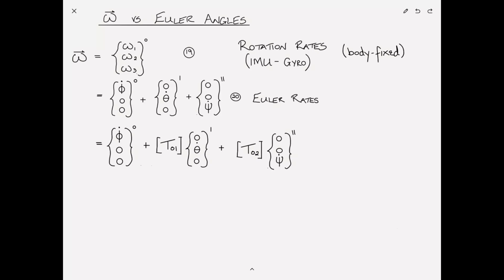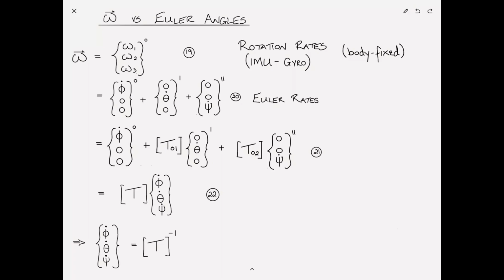Now, what you find is if you multiply this all out and you collect coefficients of phi dot, theta dot, and psi dot, you end up with something that can be written in the form of some transformation t times phi dot, theta dot, and psi dot. But since the object of the exercise is to find the Euler angle rates, I want to rewrite this by taking the inverse and saying that phi dot, theta dot, and psi dot is just the inverse transform times the omegas.